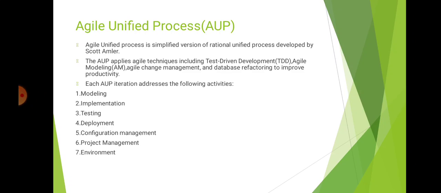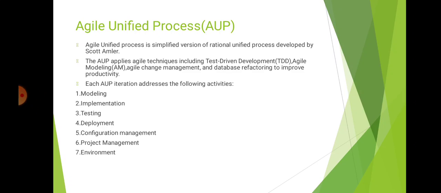Second is implementation: transform models into executable code and perform a basic level of testing, in particular unit testing. Third is testing: perform an objective evaluation to ensure quality. This includes finding defects, verifying that the system works as designed, and validating that the requirements are met. Fourth is deployment: plan for delivery of the system and execute the plan to make the system available to end users.